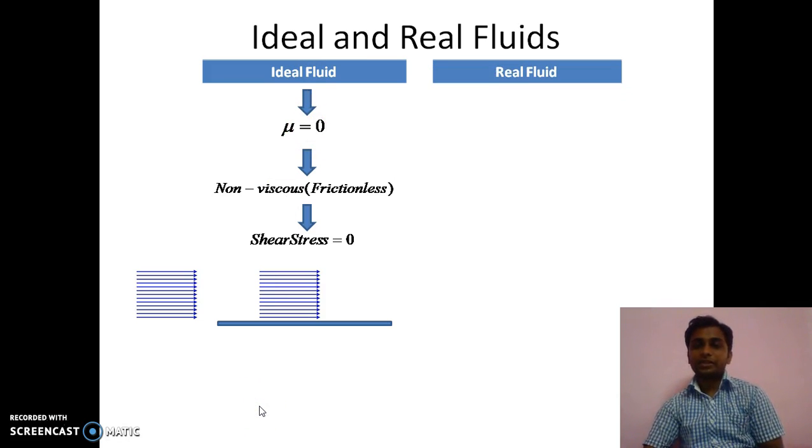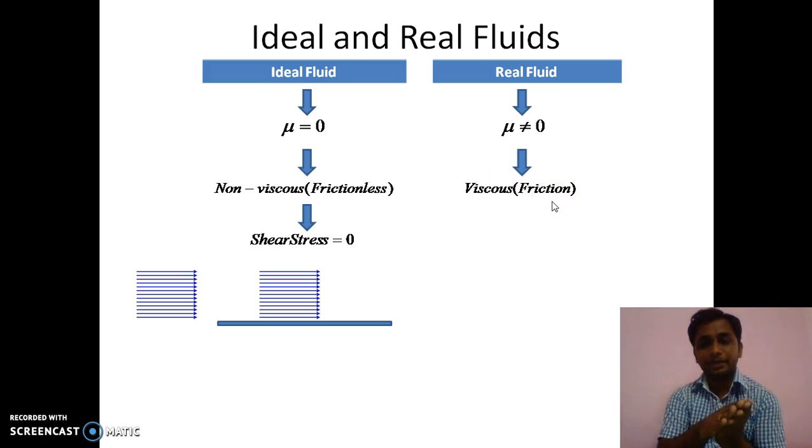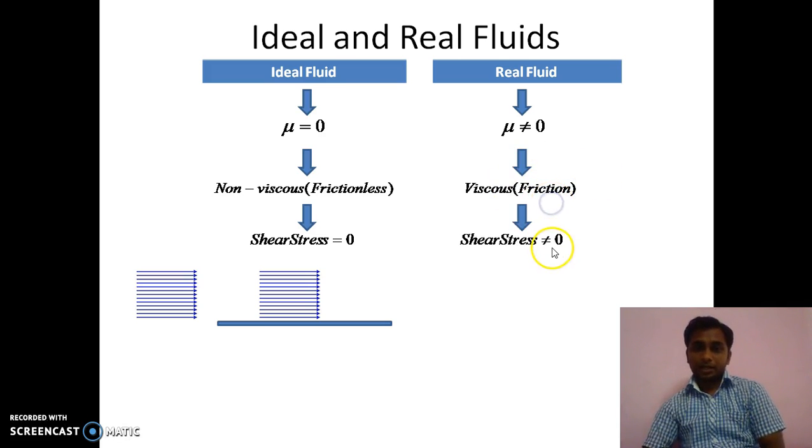Now coming towards real fluids, what are real fluids? Definitely, real fluids are those which have some viscosity. So viscosity is not equal to 0, because of which they are viscous in nature and some friction between the two layers will be present. And as friction is present, there will be a development of shear stress, and shear stresses are again a non-zero quantity.